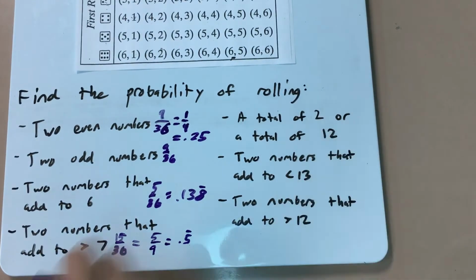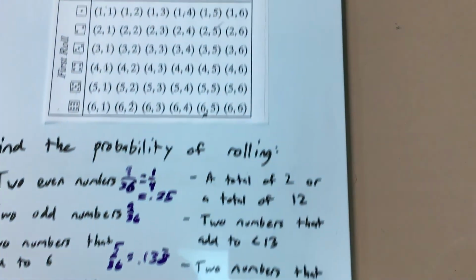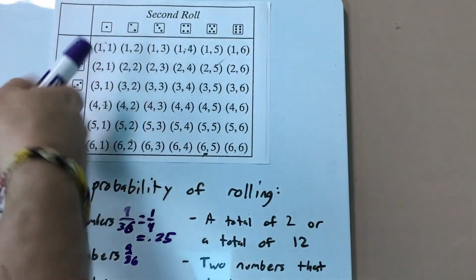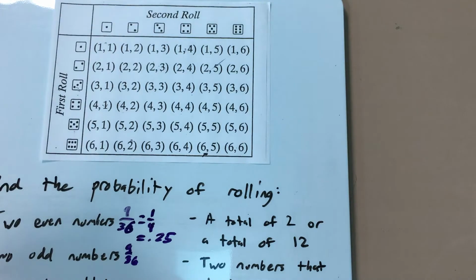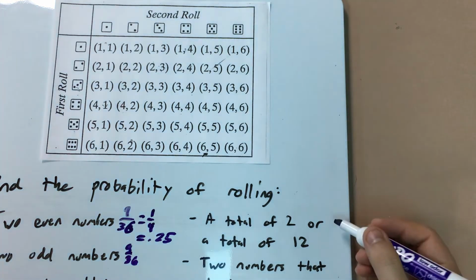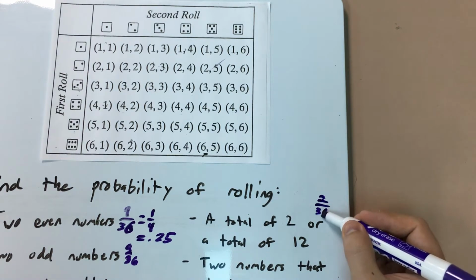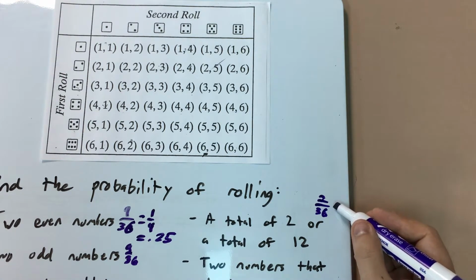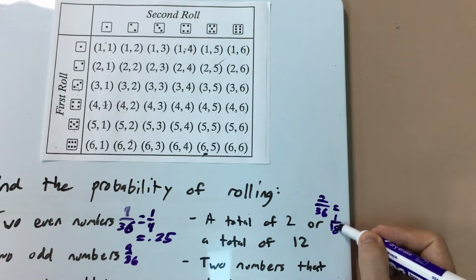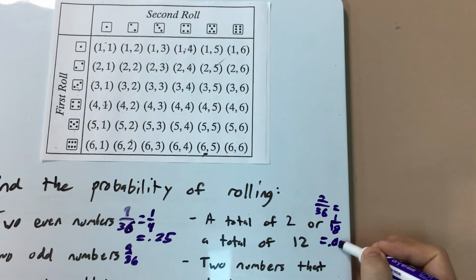So now over here we have either a total of 2 or a total of 12. Total of 2, that's just 1 and 1, that's the only way that can happen. Total of 12, that's 6 and 6, that's the only way that can happen. So that gives us two possibilities. Two ways to get this out of 36, also known as 1/18. And the decimal representation of that is 0.05, where the 5 is repeating.